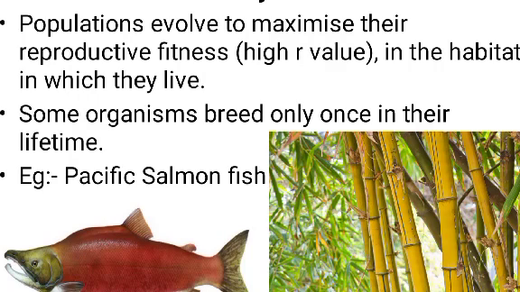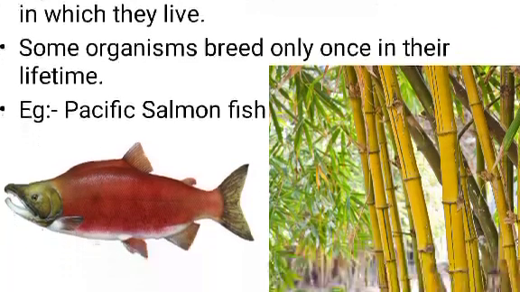Okay, some of the organisms will be breeding only once in their lifetime. Okay, after that they die. So only once in their lifetime they breed, after that they die. For example, in the picture you can see the Pacific salmon fish and the bamboo. The salmon fish, actually it is a marine fish. It will be moving towards the fresh water for spawning, for breeding.